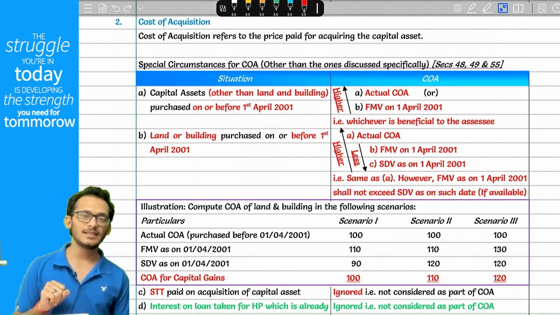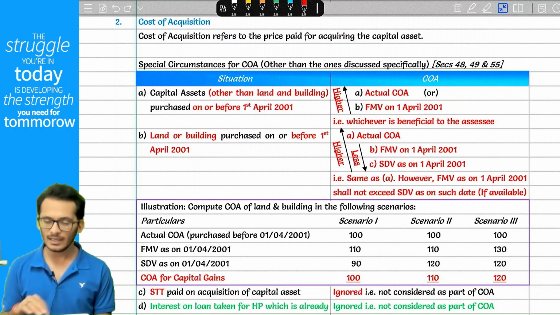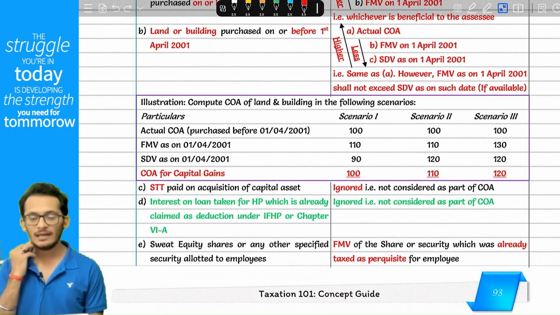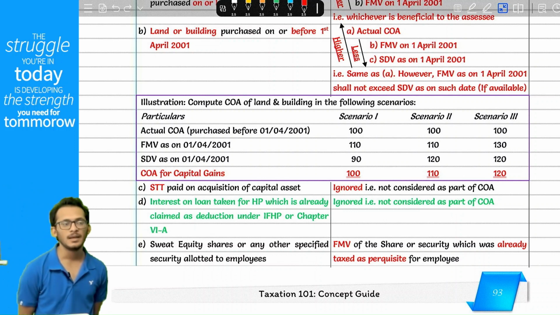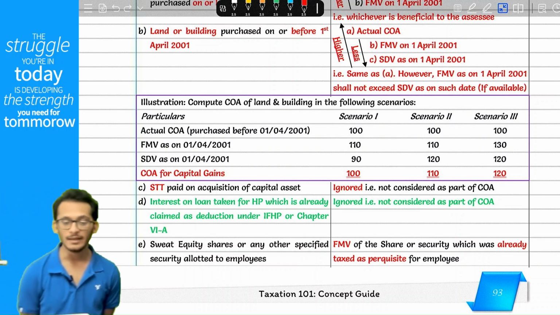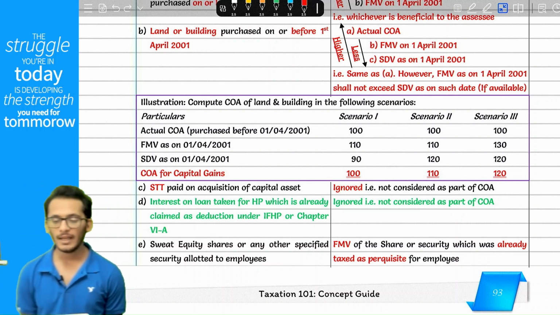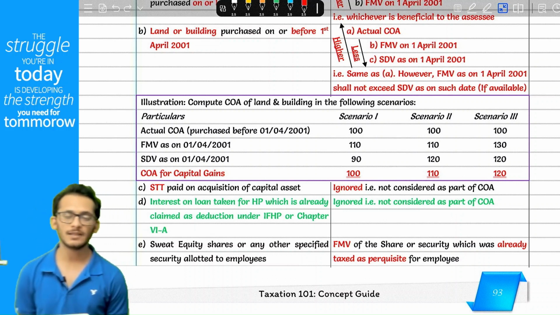Rahul, I have paid STT at the time of acquisition. Can I consider? No, STT will be ignored. Rahul, I have a house property. In that house property, I have paid some interest cost, but this interest cost I've claimed as a deduction under HP or Chapter 6A. Can I consider this interest cost? No. Amendment for the current year. Any interest cost which you have already claimed under house property or Chapter 6A, you cannot claim subsequent double deduction.